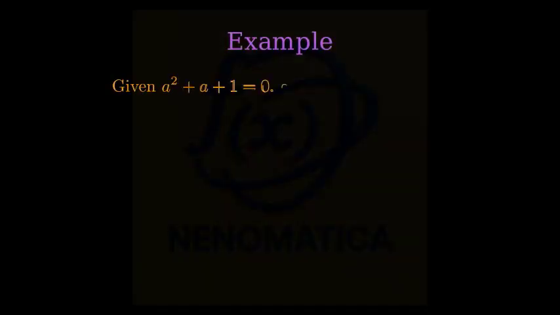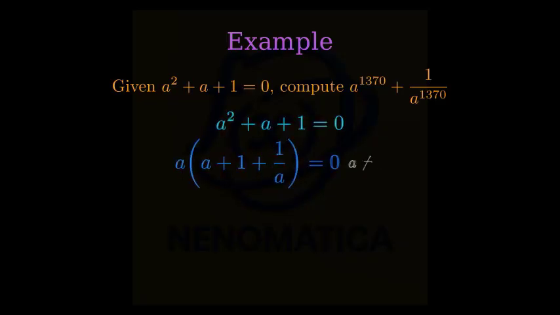Example: we will evaluate a to the power 1370 plus its reciprocal power, given that a squared plus a plus 1 equals 0. Step 1. Start from the given quadratic. Since a is not 0, divide both sides by a and factor. That gives a plus 1 over a equals 0 plus a... Therefore, a plus 1 over a equals negative 1.